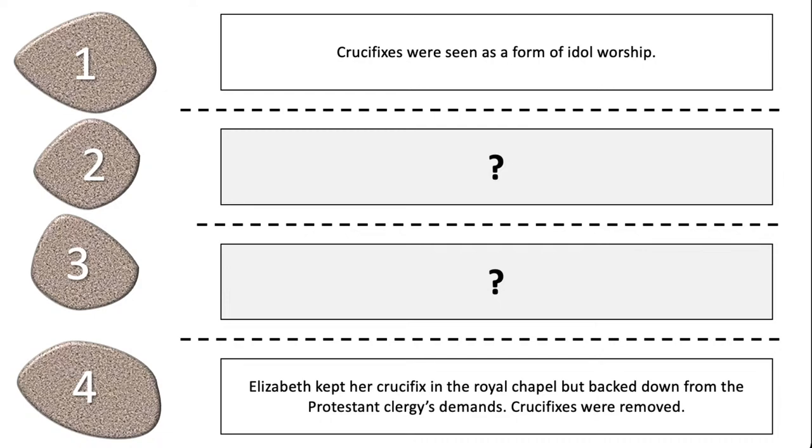So if we take stage one, crucifixes were seen as a form of idol worship. So clearly that's why the Protestants generally did not like crucifixes. And then if we go right to the end, Elizabeth kept her crucifix in the royal chapel, but backed down from the Protestant clergy's demands, and crucifixes were ultimately removed. So we have the beginning and end of this story. Depending on the extent of your revision, try to put it in the chat box where possible. What are the stages in between? What are the stepping stones to get from point one to point four?